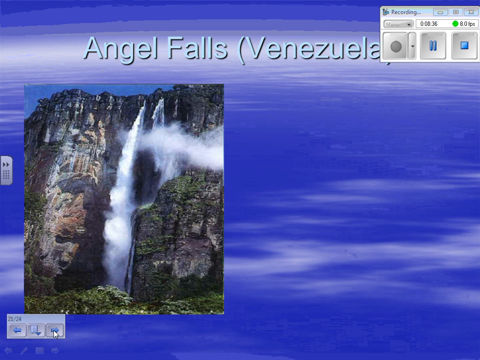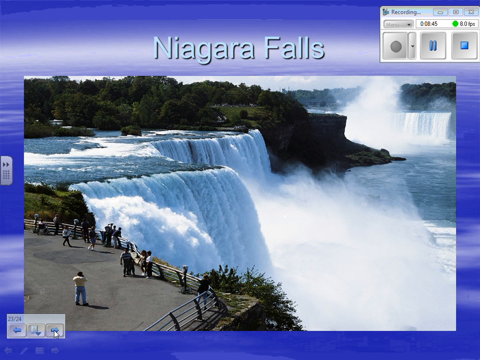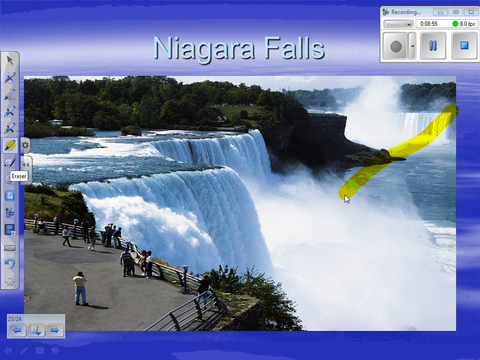Picture of Angel Falls in Venezuela. Victoria Falls. And Niagara Falls. And as I said, the face of Niagara Falls used to be a lot farther east, and as the rock is eroded, Niagara Falls is retreating back to the west.